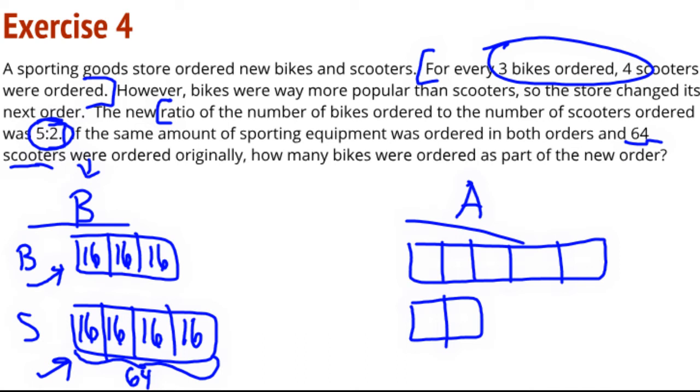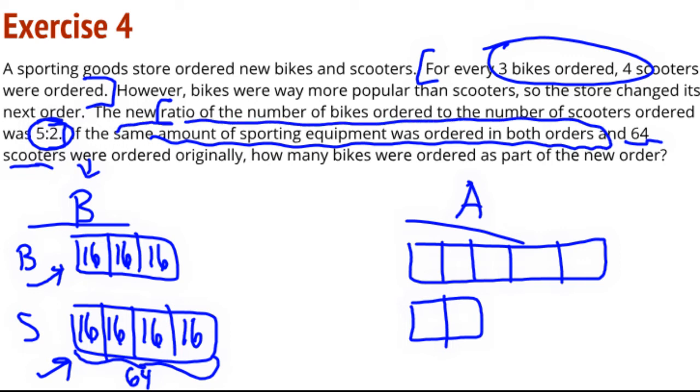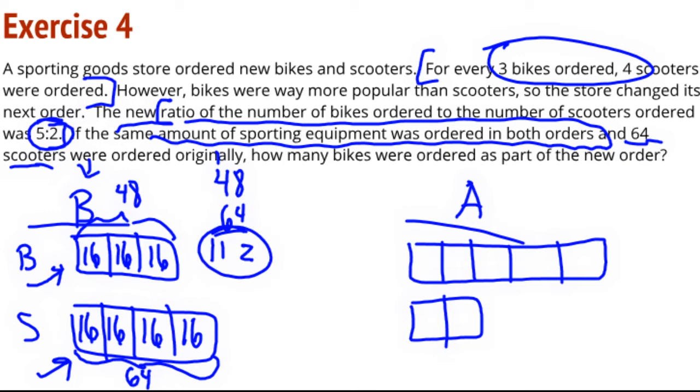And it says the same amount of sporting equipment was ordered both times. So I've got 64 for the scooters, and I've got 16 times 3. I've got 48 on the bikes. So I've got 48 and 64. And I find out the total amount of bikes and scooters ordered was 112. That 112 can be transferred to the after situation because it says the same amount was ordered both times.